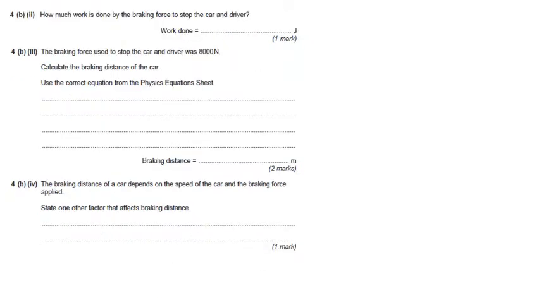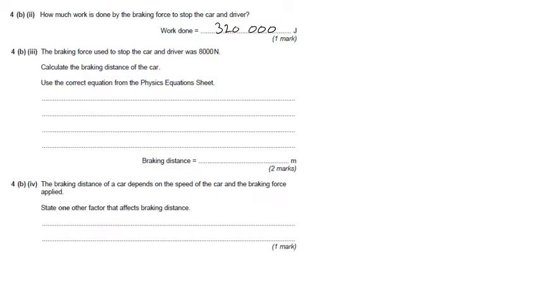4b part 2, how much work is done by the braking force to stop the car and driver, relies on you knowing that energy is converted from one form to another. So in this case, the kinetic energy the car had, 320,000 joules, must be equal to the work done in stopping the car, because if it had that much kinetic energy and then lost that much kinetic energy, that must be the energy converted by the brakes.